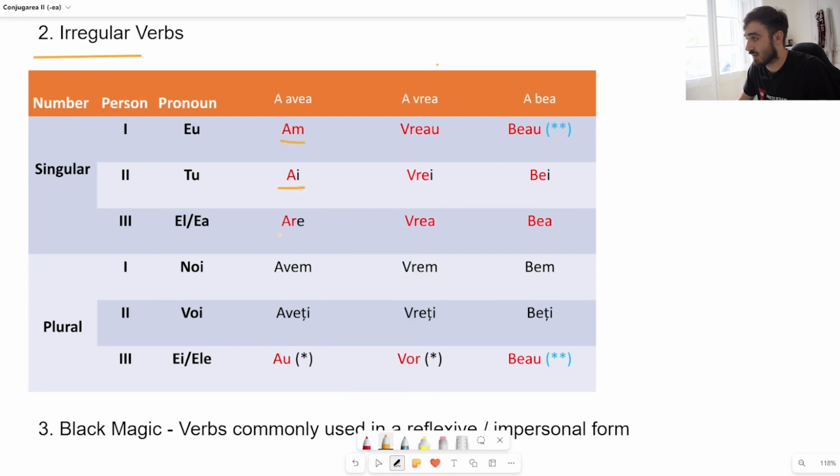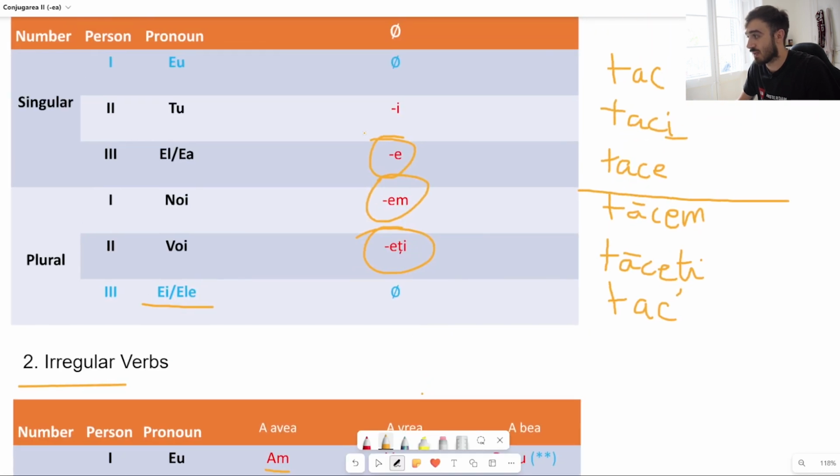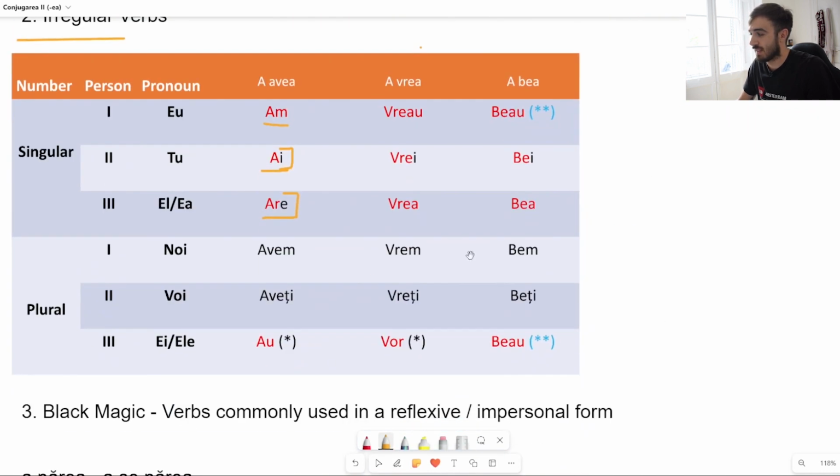You have am, ai, are. So this I will always be there, and the E is also there, because we're talking about the EA conjugation that in the el-ia form takes the E. Then avem, this is fully regular. As you see, many noi and voi forms will be regular with em at the end. And then au in ei, ele, irregular.